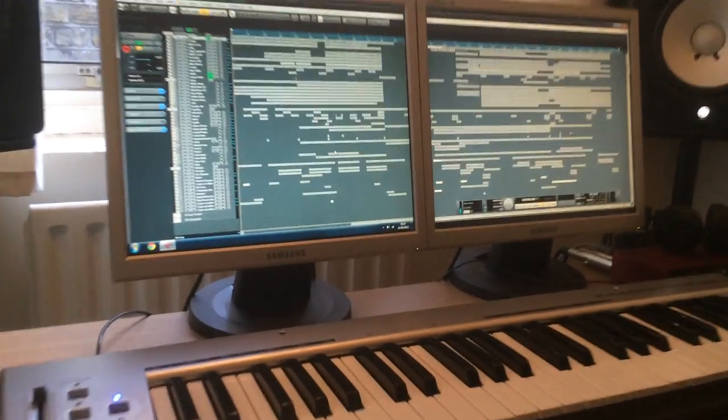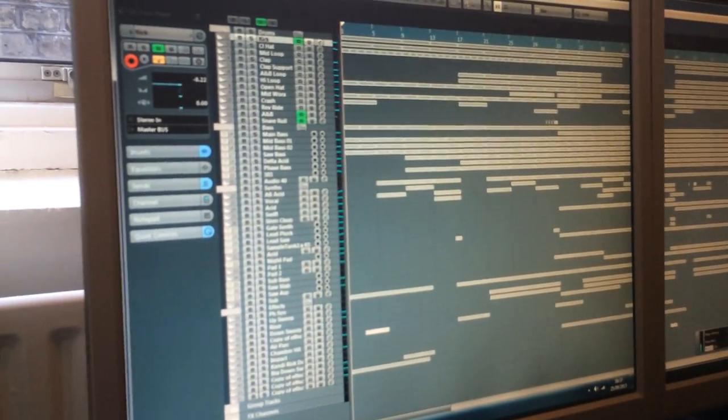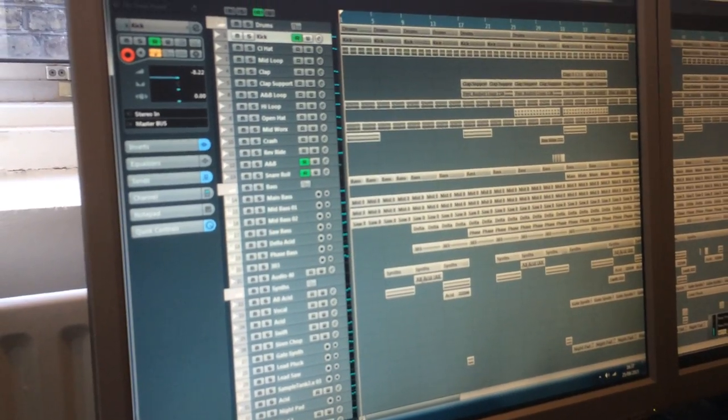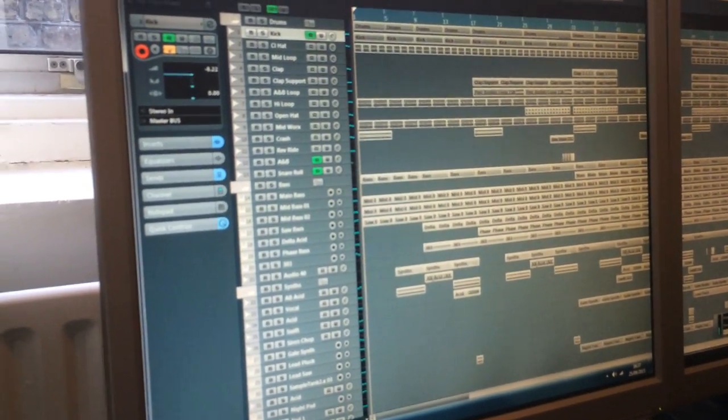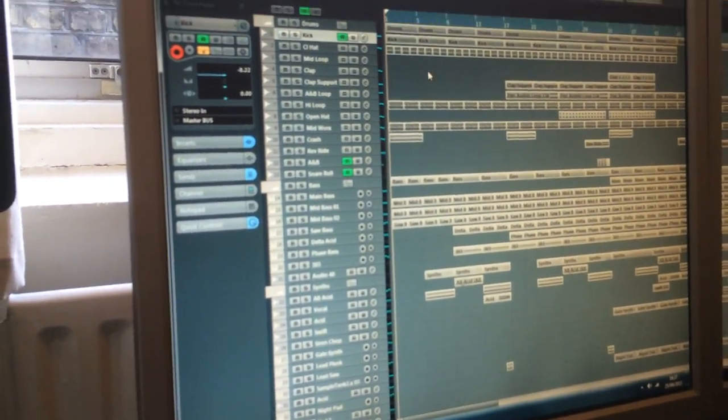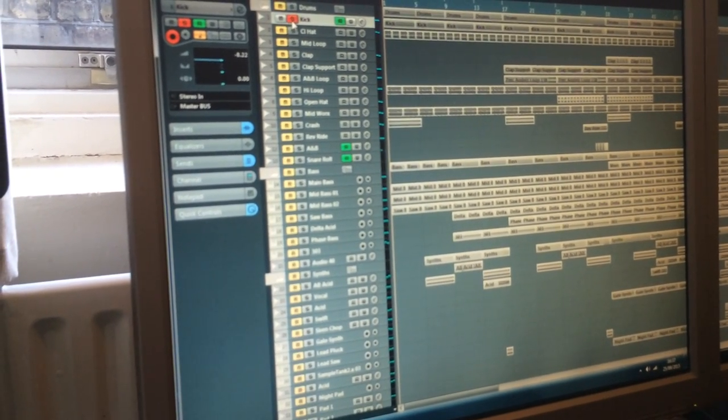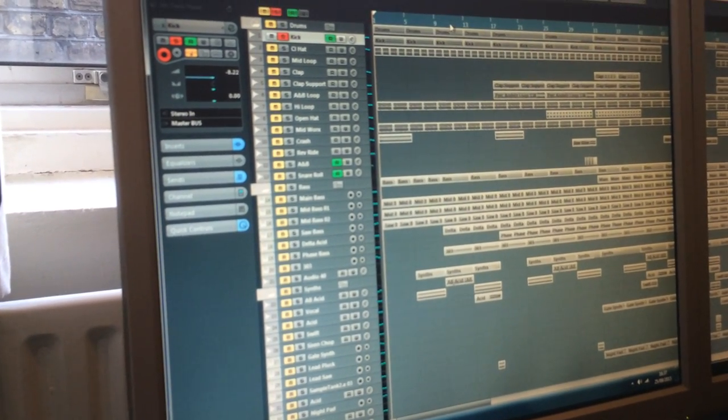So one of the first things we're going to do is go over each one of the channels, the mixing that's been applied on each track, and the samples and synthesis on each track. The very first one is the kick, which is arguably the most important. Okay, so I'll just show the kick, obviously.